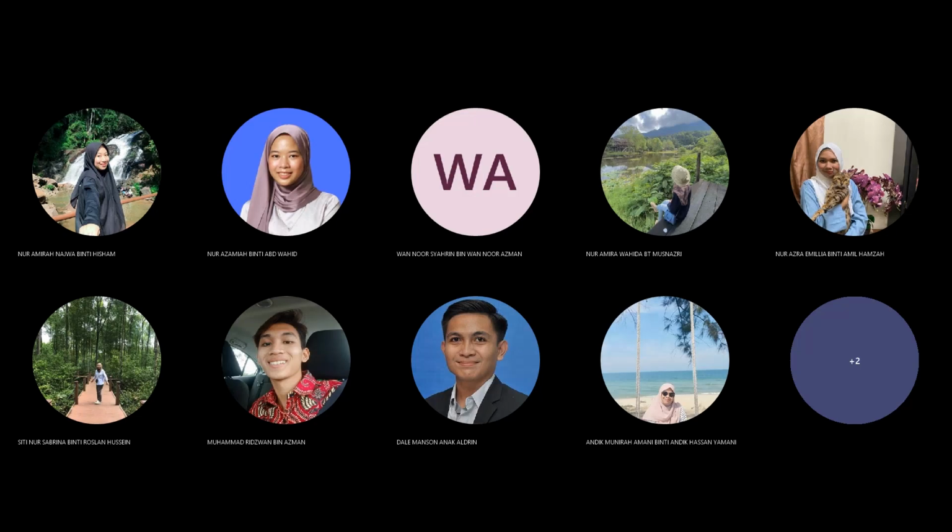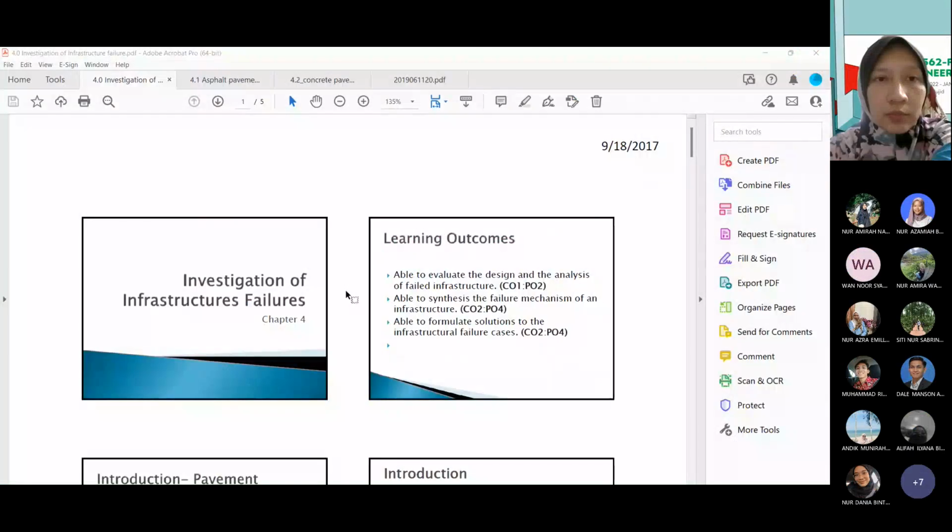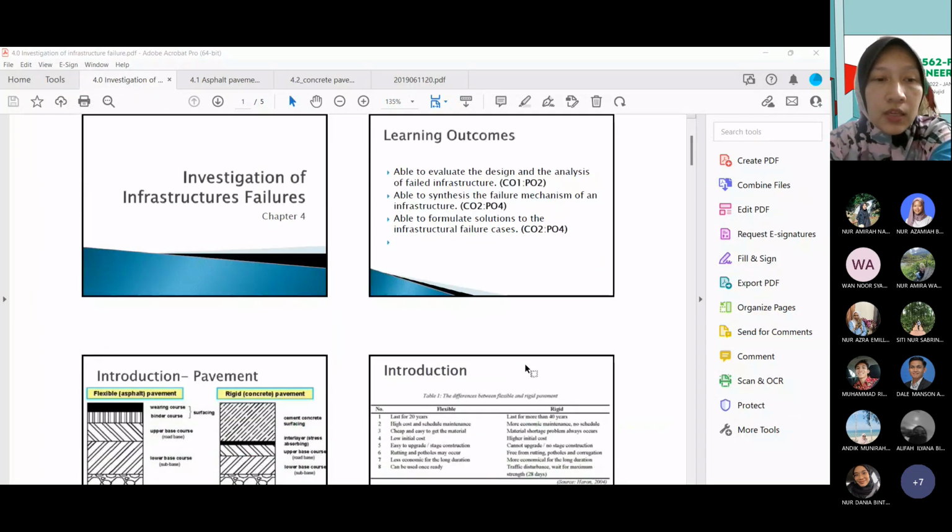So I'm going to start with the pavement. So what is the pavement? What's our category of the pavement itself? And then what are the causes, effects, and indicators of the structural pavement failures. So the outcomes from this topic are to evaluate the design and analysis of field infrastructure, able to synthesize the failure mechanism of infrastructure, able to formulate solutions to the infrastructure failure cases.